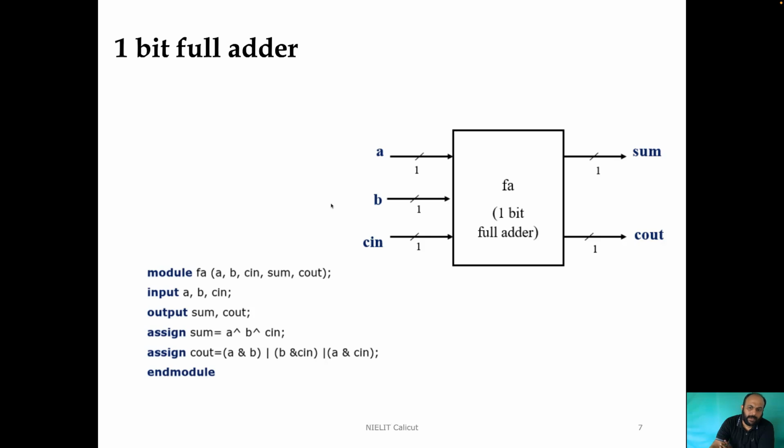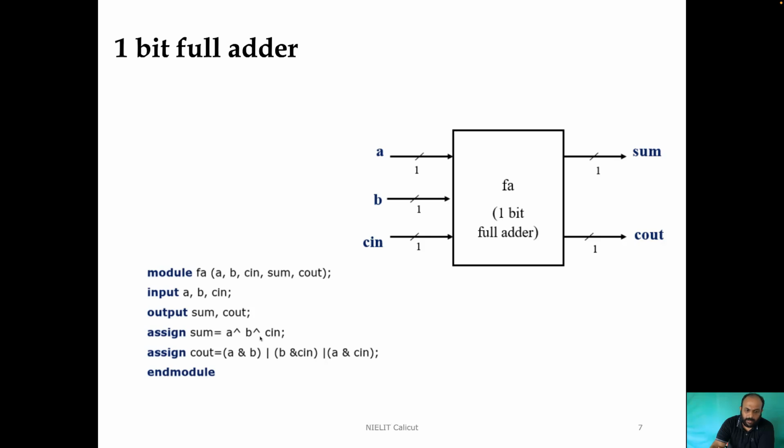Now this is a description of a 1-bit full adder. You can see here it has 3 ports A, B and C in, each having 1 bit width. Also it has 2 ports sum and C out, having 1 bit each. As the module description goes, you have the module name, the list of all ports which are A, B, C in, sum and C out, and the input ports are A, B and C in, the output ports are sum and C out. Then the functionality, we know that sum is nothing but A XOR B XOR C in.